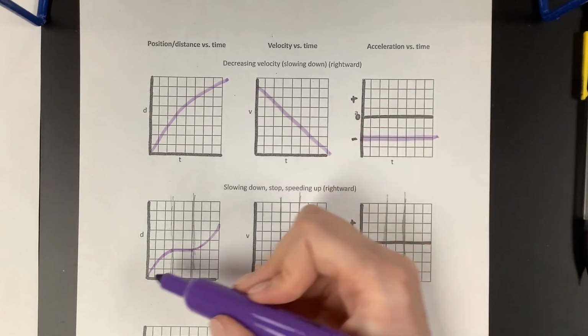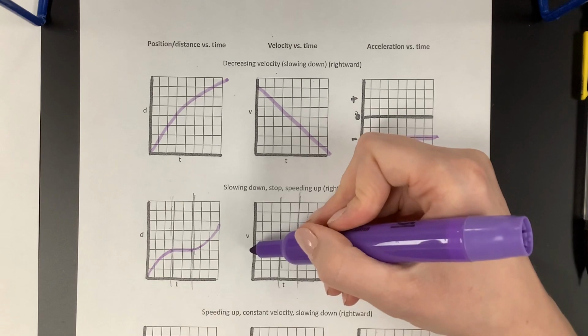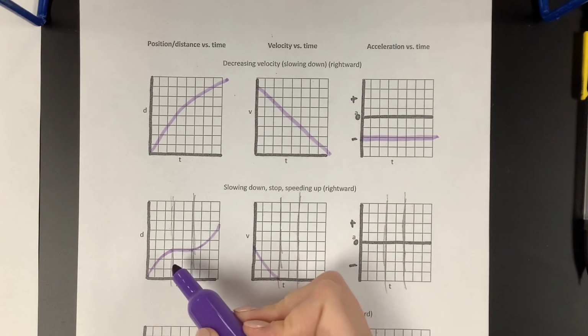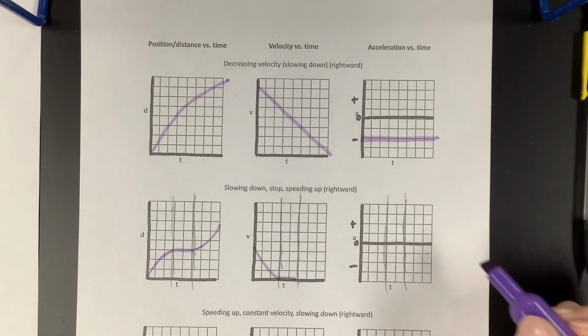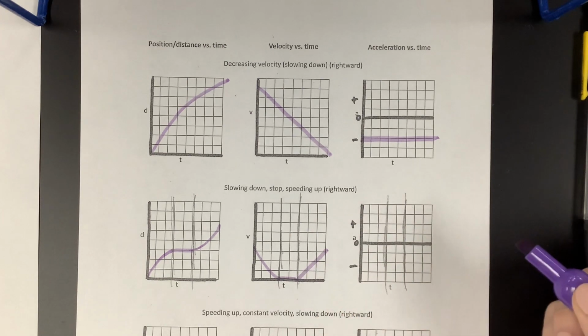On the velocity versus time graph, as that slope decreased, that's because velocity decreased. In the middle part here, if we are stopped, we're not moving, well, velocity is going to be 0. And if we're speeding up, velocity is increasing.